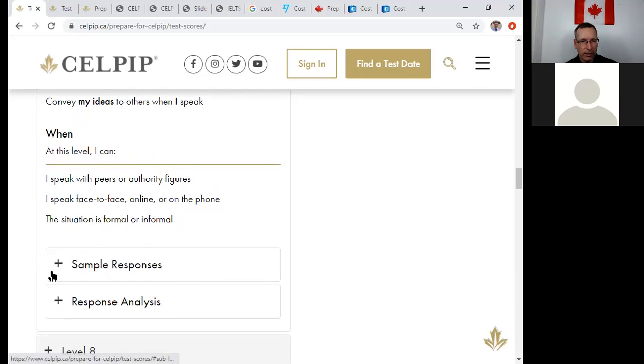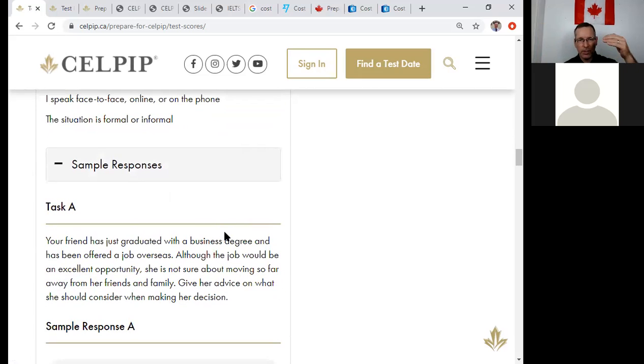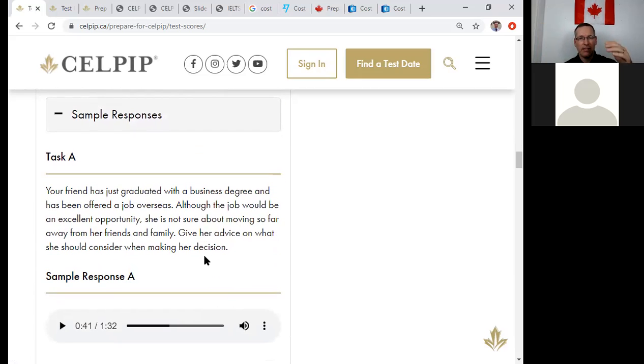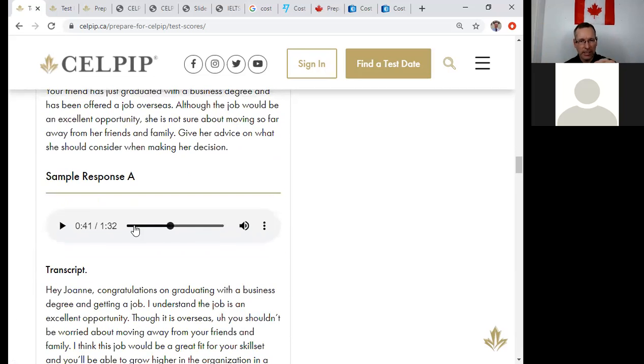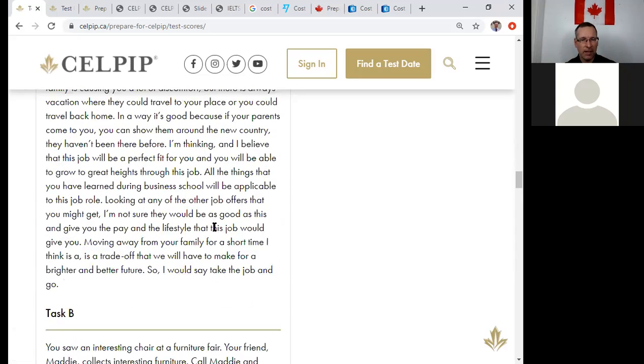I'm not going to go into as much detail with the sample responses. What they've given you is 2 tasks. And in the first one, you're giving some advice about a decision. They have the listening, so they have the task that you can listen to, and then they have a transcript of what that person said. So you can listen to a sample answer and read through sentence by sentence what that person was saying.